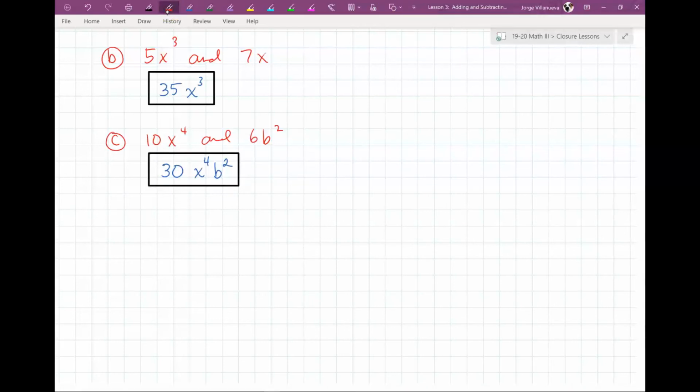Okay, now why do we have you guys doing this? Well, because there is going to be one problem where they're going to want you to add or subtract, and only one, of an unlike term. I think it's only one if I remember correctly.